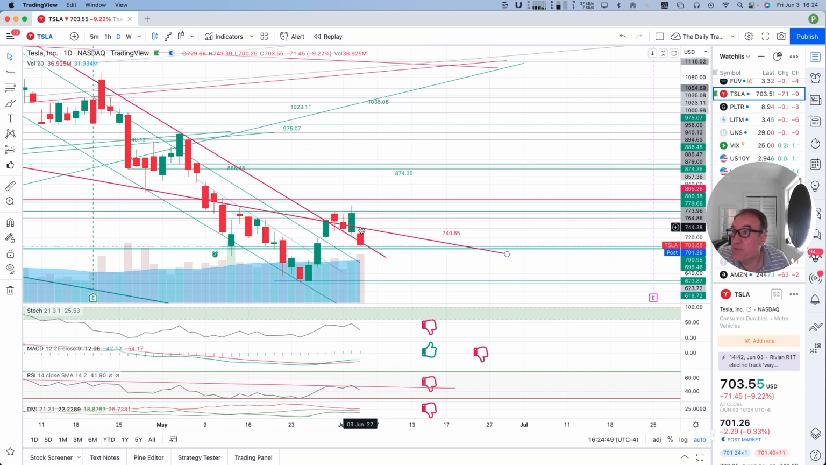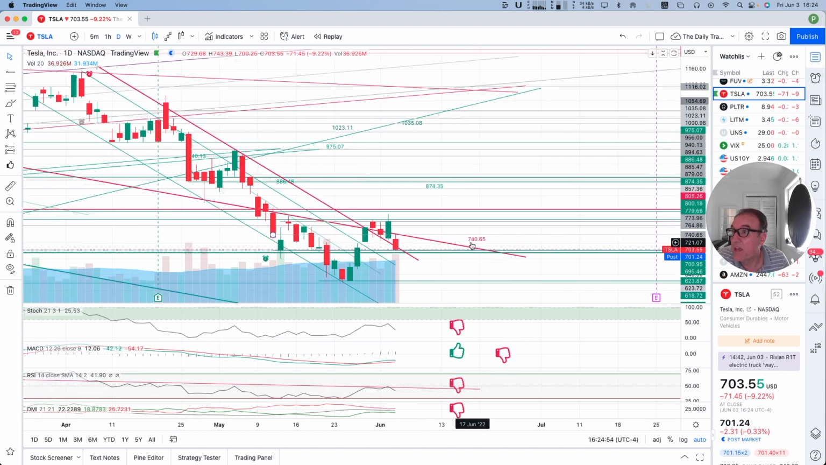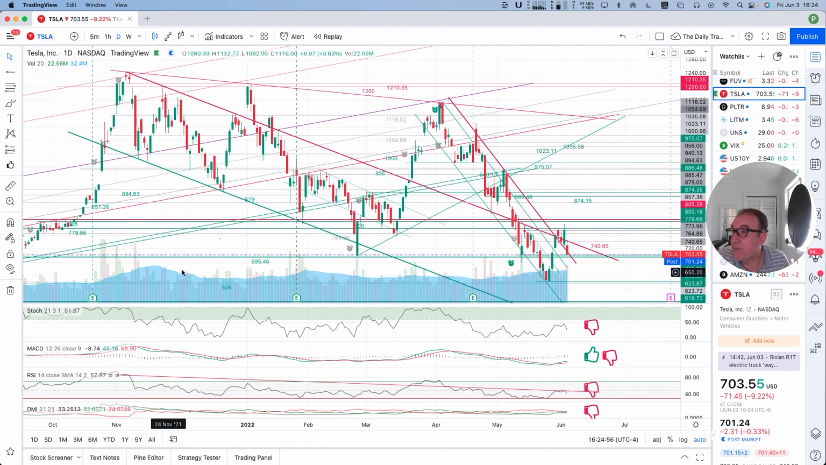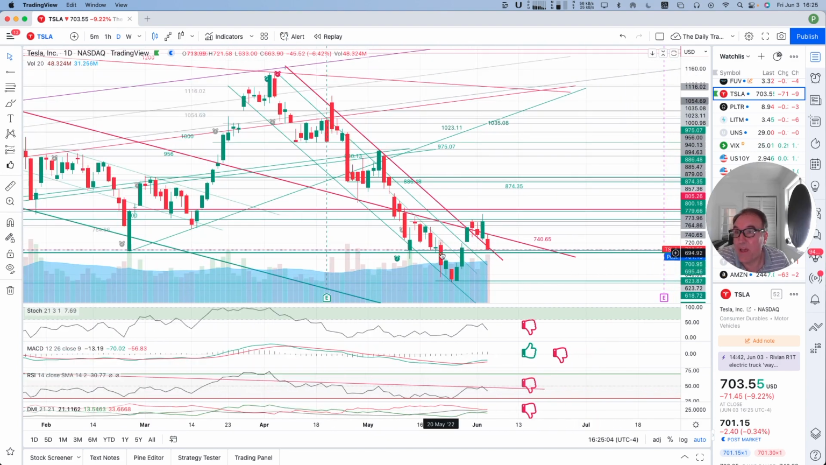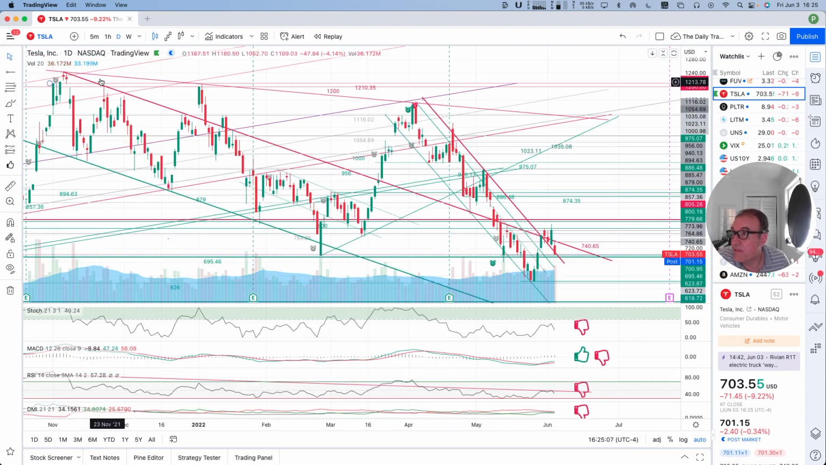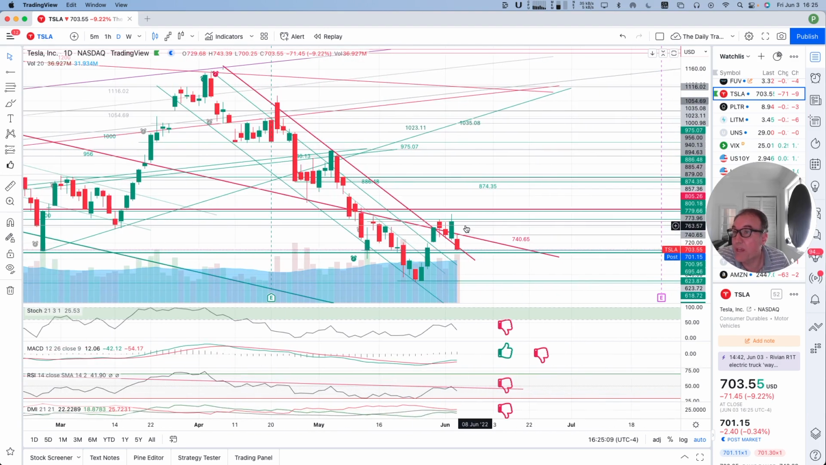And we came up and retested it here. We tried to break outside of it and could not, and are settling very close to 695.46, which is an important support. So yes, we have a hard time getting outside of this big downward channel. We came outside a little bit on May 31st. It was not a super convincing move.